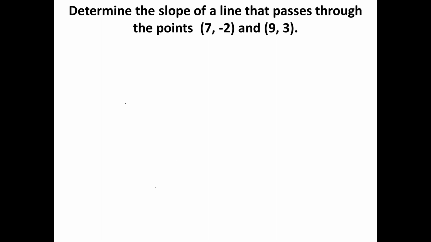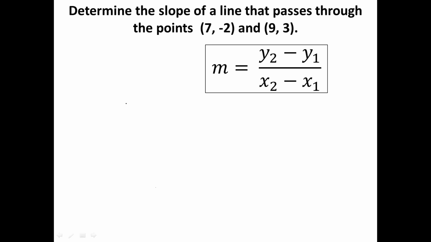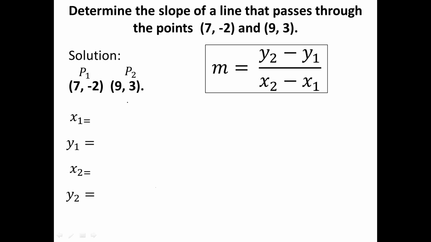Another one. Determine the slope of a line that passes through the points (7, -2) and another point (9, 3). We will substitute these later into our slope of a line formula. So these are the points. Point 1 is the ordered pair (7, -2). Point 2 is the ordered pair (9, 3).